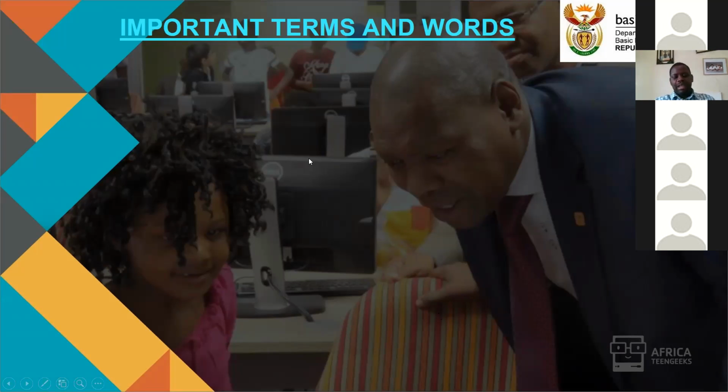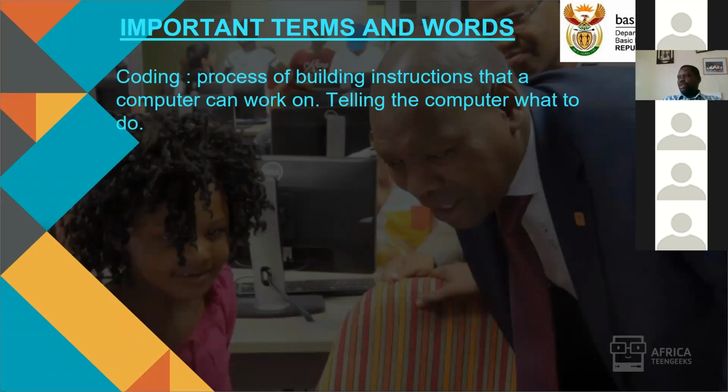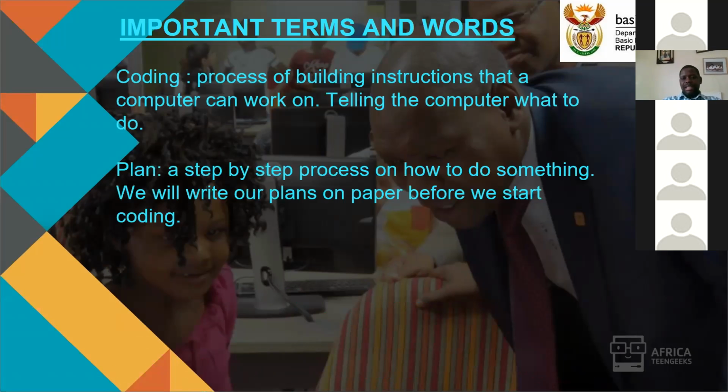Okay, the important terms that we looked at yesterday, we're quickly running through them. We had a term that was coding. What is coding? Coding, we said, is the process of building instructions. You are building instructions that the computer can work on. That's coding. And today we'll be doing a little bit of coding. We'll try and give instructions to a computer to do something. The second term that we looked at was the plan.